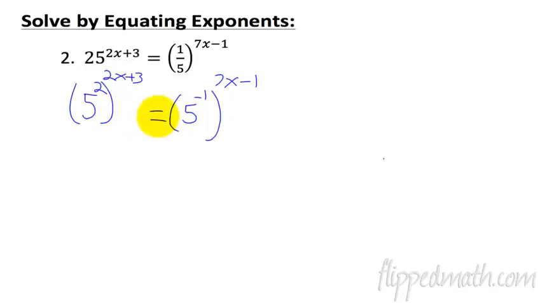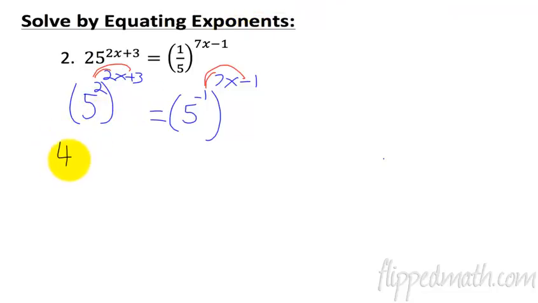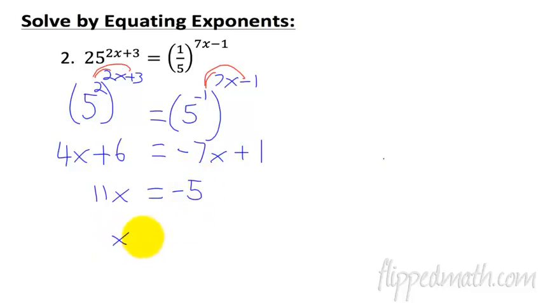And now, since we have bases that are the same, 5s, we equate the exponents. Just remember to be careful that power to a power means you multiply. So we take this negative 1 and distribute it through to the entire exponent. So now on the left side, we have 4x plus 6, and here's our equal sign. On the right side, we'll have a negative 7x plus, this time 1. And how about I add 7x to both sides? That'll give me over here an 11x. And then I'll subtract 6 from both sides. That'll give me negative 5. And then x equals negative 5/11.